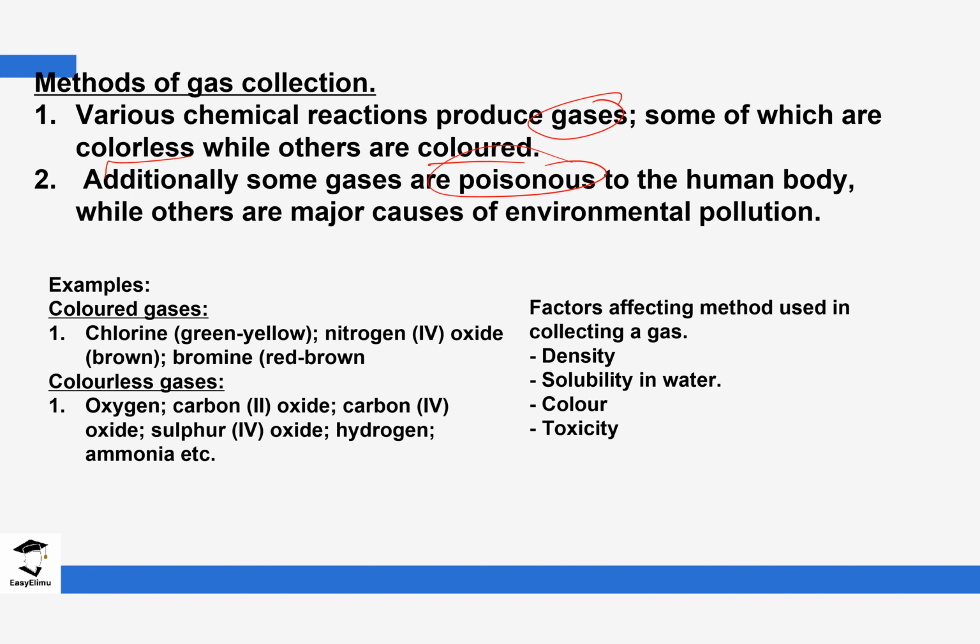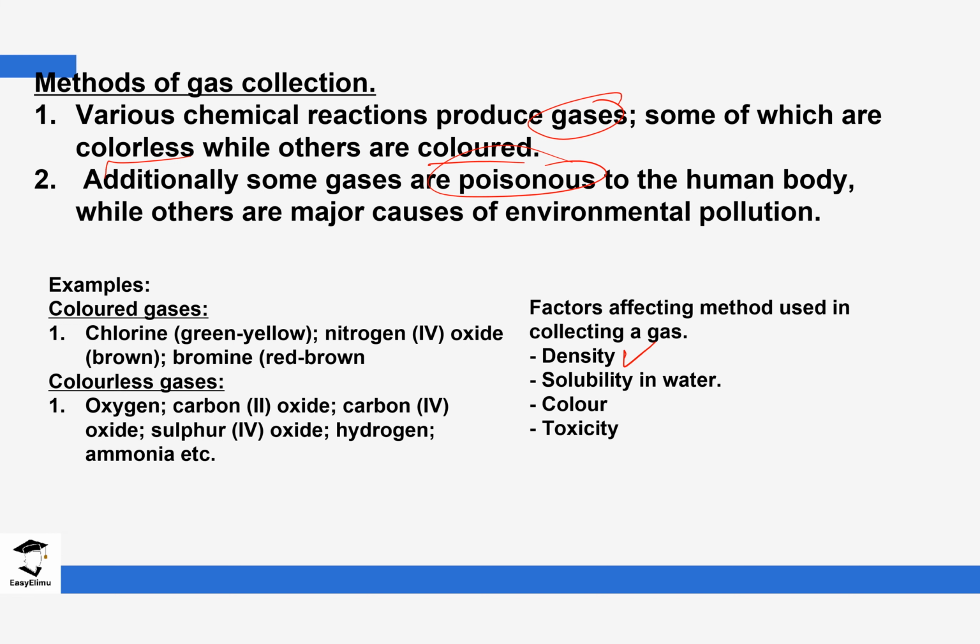One of the factors we consider is density, in relation to the air. How much heavier is it in relation to air, and how much lighter is it in relation to air? Then also we have to consider solubility in water, because if the gas is soluble in water, there is no way we can collect it by a method that involves water. We also have to consider color, because we want to know when the gas jar is full, and also toxicity, because if a certain gas is very toxic, we prefer one process of collecting over another.